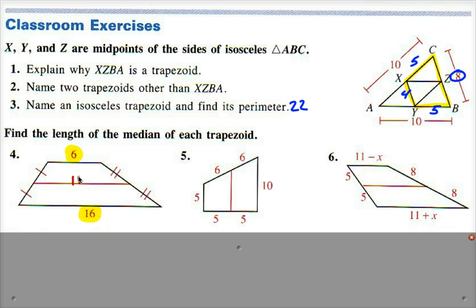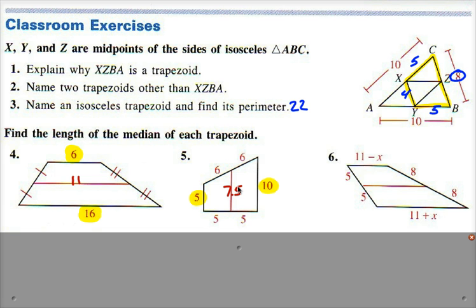Number 5: trying to find the median and the bases. The first thing to realize is that the bases have lengths of 5 and 10. The other two sides are the legs, and I have a median because it's connecting midpoint to midpoint of the sides. So now I just need to find the average of 5 and 10. Add them up, that's 15, and dividing by 2 gives me 7.5.